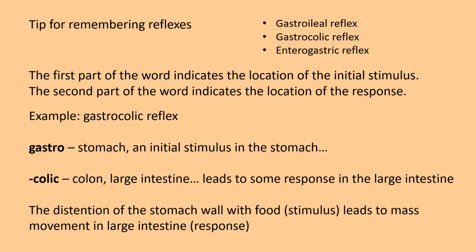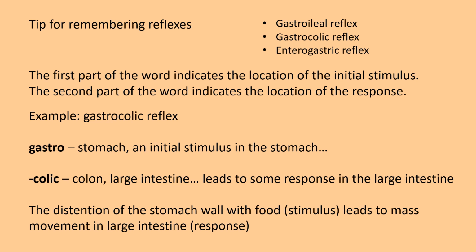So we've talked about three different digestive system reflexes, and the top two here, the gastroileal reflex and the gastrocolic reflex, we covered previously in the second segment. And today, I've just finished talking about the enterogastric reflex. So here's a little tip for keeping these reflexes straight. They're all reflexes, so there's a site of sensory input, and then there's a site of motor output. And we can look at the breakdown of the word to determine where sensory input occurs and where motor output occurs.